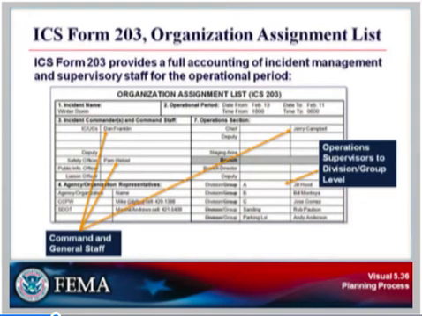The Organization Assignment List, or ICS Form 203, provides a full accounting of incident management and supervisory staff for the operational period. You can think of this form as an organizational chart in a list format.